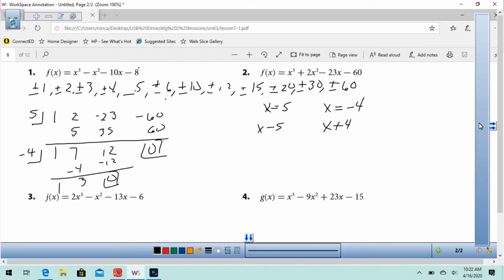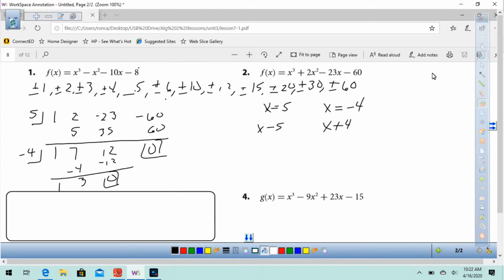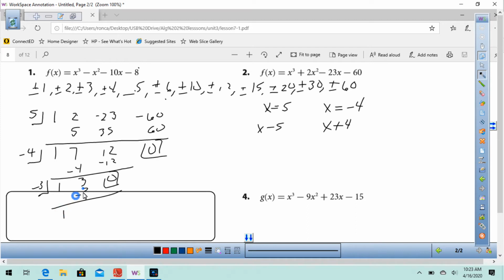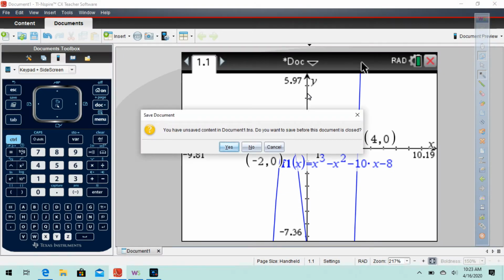And then for my last one, what if I was to try -3? Put -3 in the box. 1, that's -3, that's 0, which is what I was looking for. So I got x equals -3, so x plus 3.